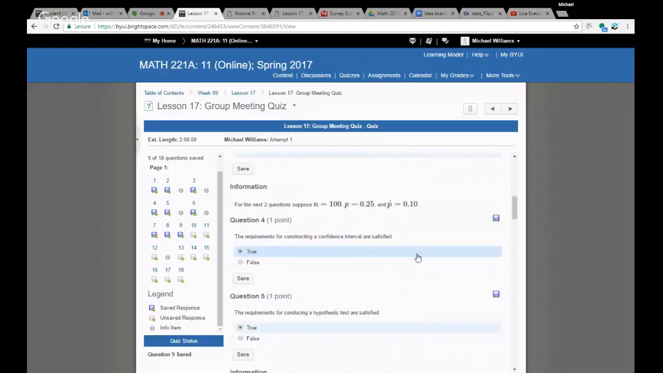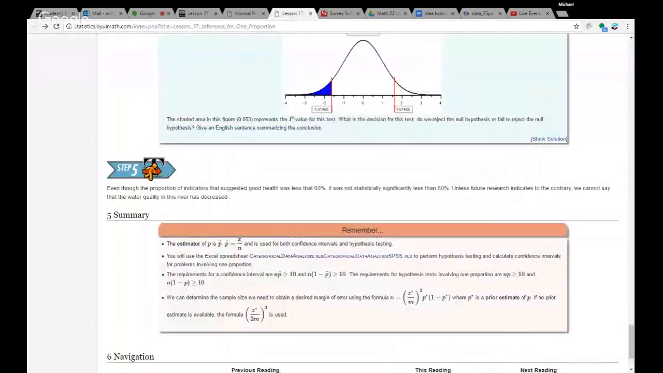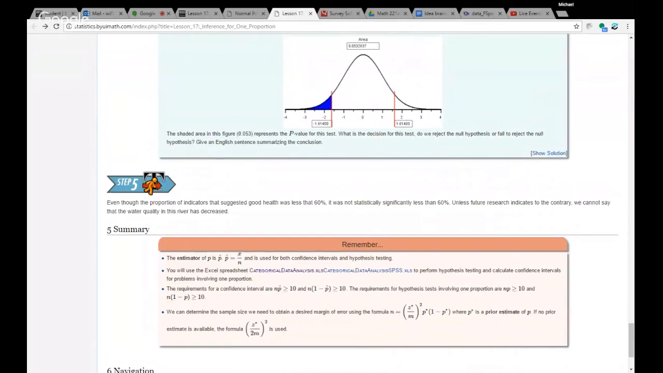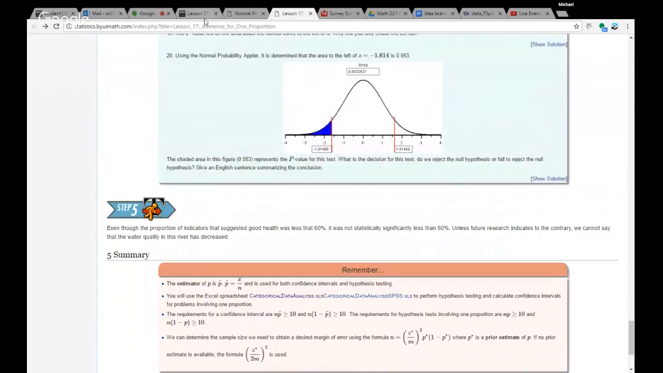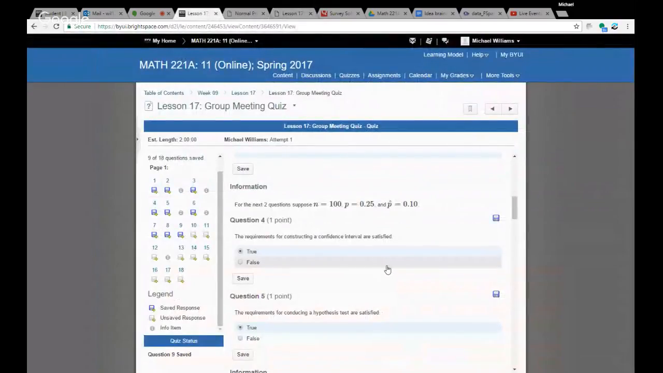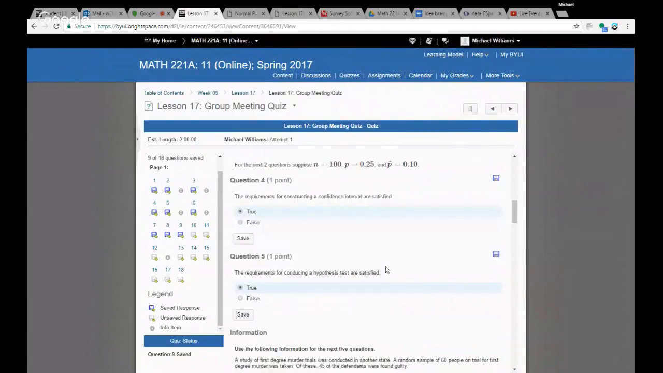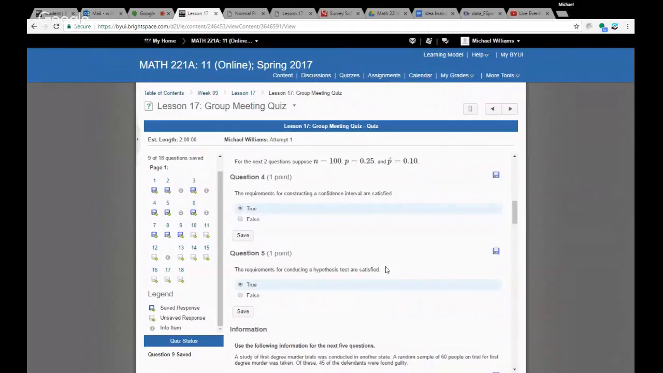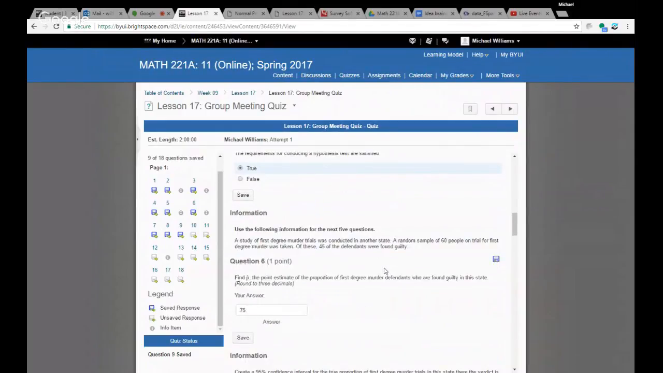So for number 4, we got true, and 5. These ones, Paul, use the formula where you have to check two conditions: n times p is greater than or equal to 10, and n times 1 minus p. If you do the math, they're well above 10, like 25 and 3. So that made it true, and the requirement for the hypothesis test is the same as the requirement for the confidence interval. So one's true, the other's true. Okay, that's good to know. All right.